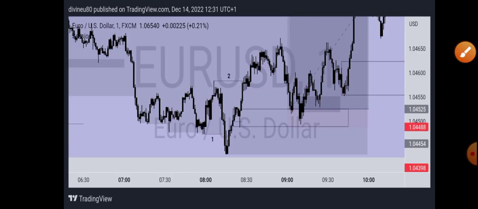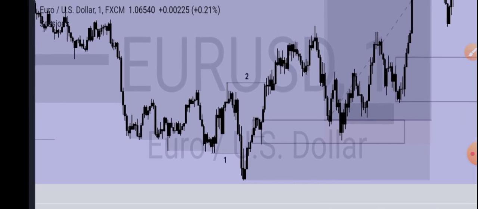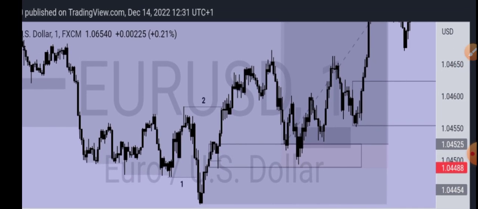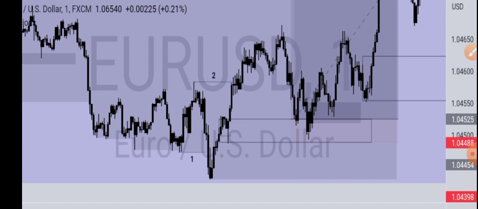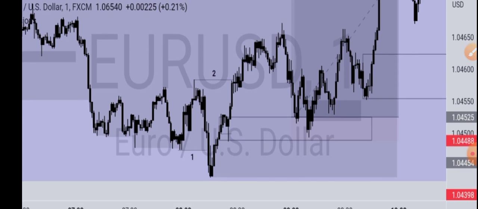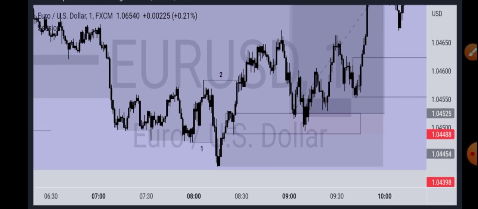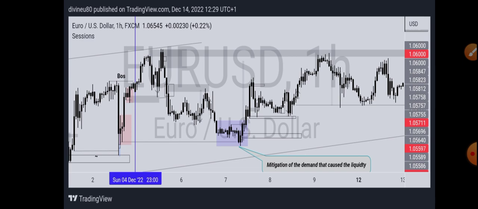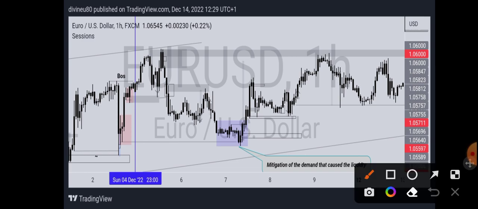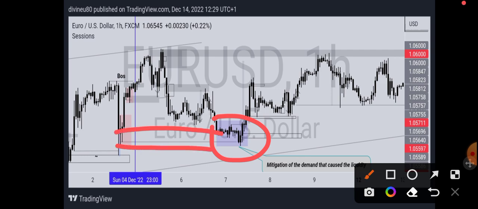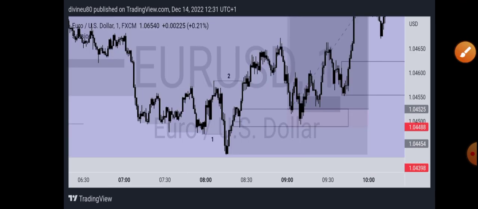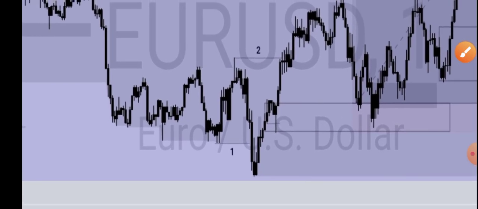So even in our entry model, this is just the tip of the iceberg. We're going to discuss more about it. So this place is this purple zone right here. When price came to the demand that caused liquidity, even when we are looking for entries, we look for the same thing. So now, what did you see?